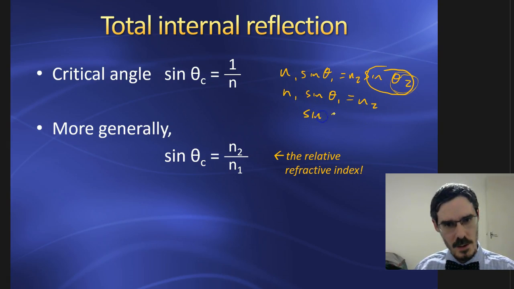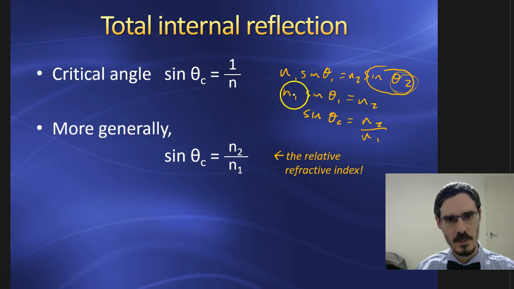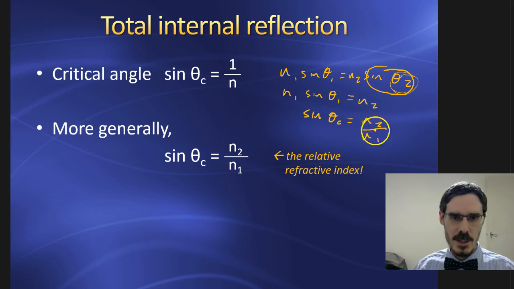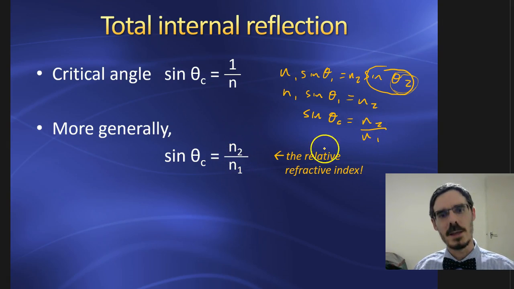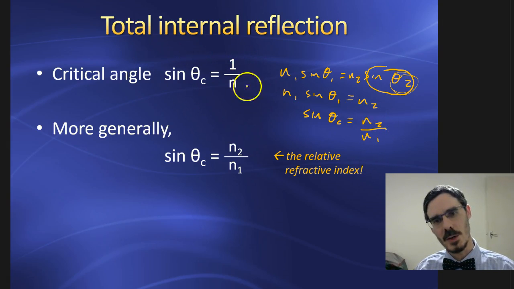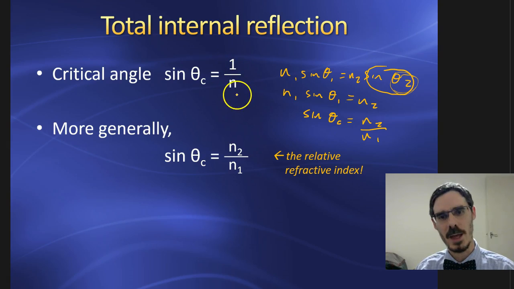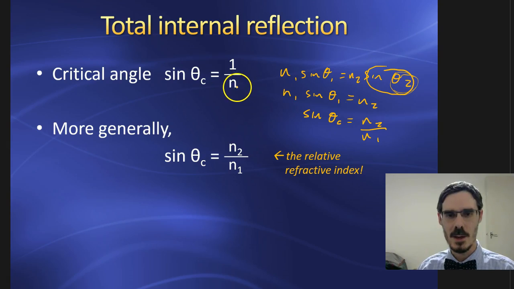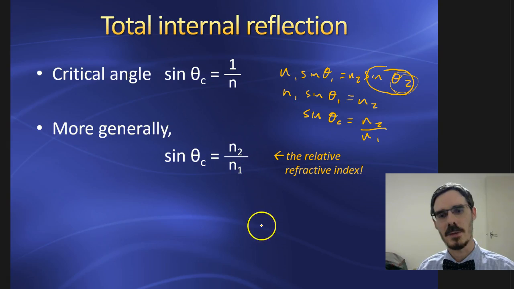Or the sine of the critical angle is N2 over N1. Well, N2 over N1 here is just the relative refractive index. And the most common case is going into air, where N2 is 1. So most of the time we'll have the critical angle is 1 over N, 1 over the absolute refractive index of the material you're coming from. But more generally, it's the relative refractive index.